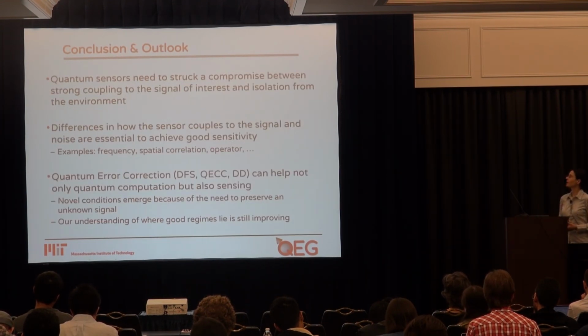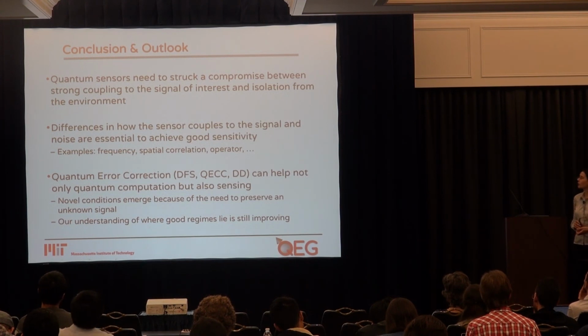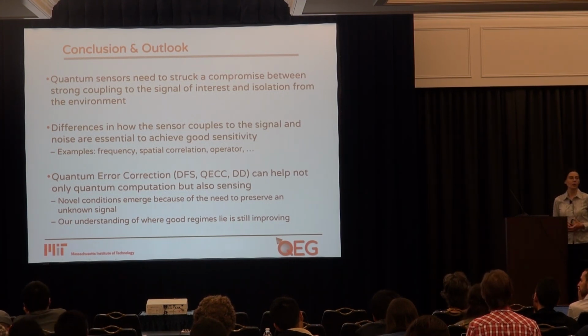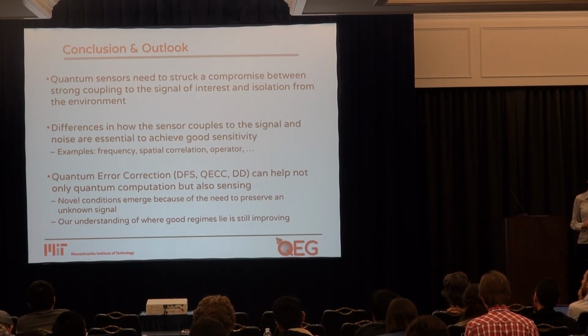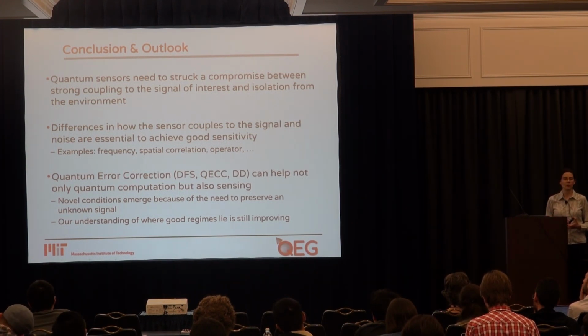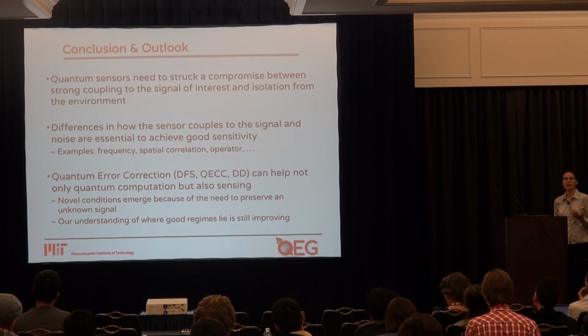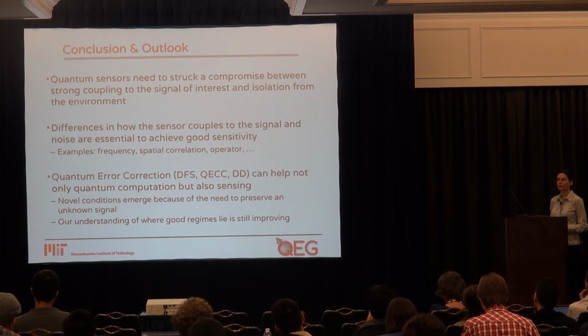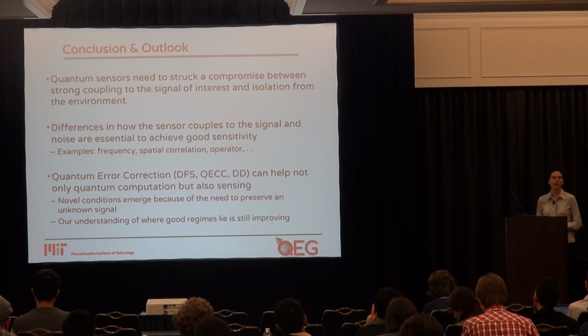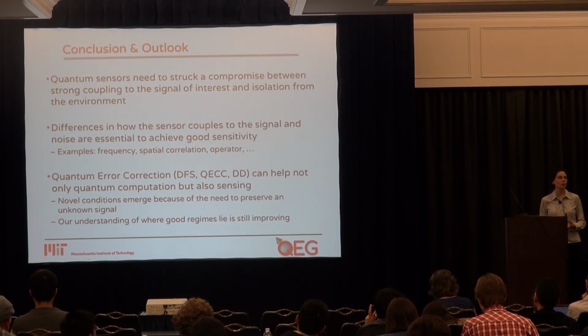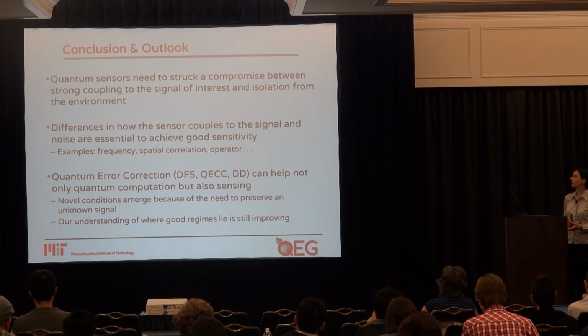Okay, so this brings me to the conclusion. What I showed you today is that quantum error correction is also good for sensing. Traditionally, people have used the simplest form of quantum error correction, which is dynamical decoupling, to achieve a discrimination between signal and noise based on the frequency. But more recently, some new ideas have emerged which really use quantum error correction codes for sensing.